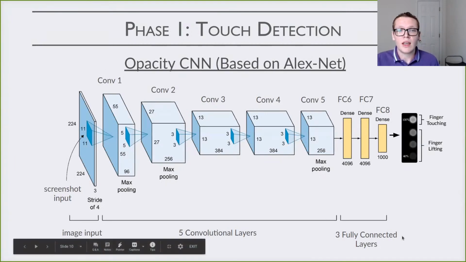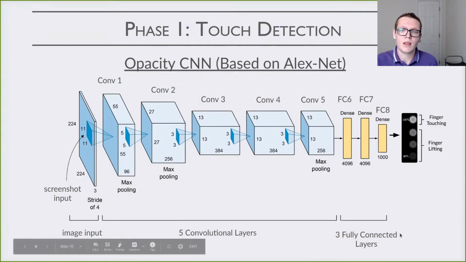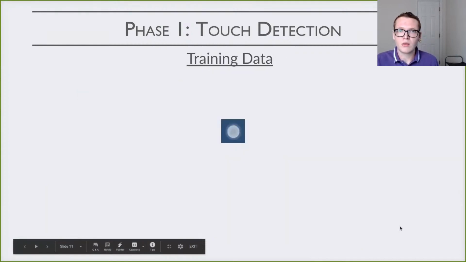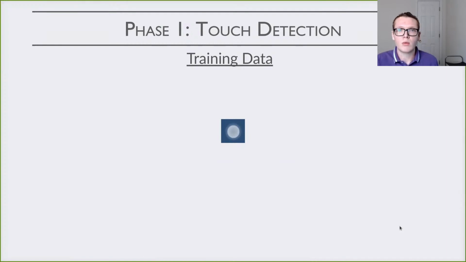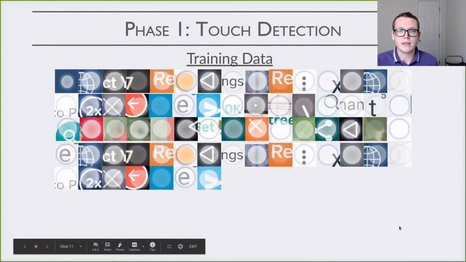To do this, we use a CNN that's based on an AlexNet architecture that has a binary classifier for whether or not the finger's touching or the finger's lifting away. And the training data is generated in an automated fashion similarly to the object detection network, where we take random crops of the ReDraw dataset and superimpose the touch indicator at varying levels of opacity.